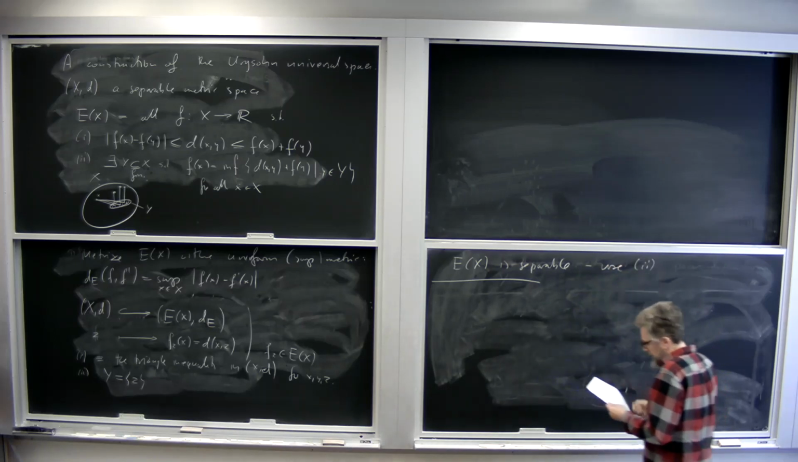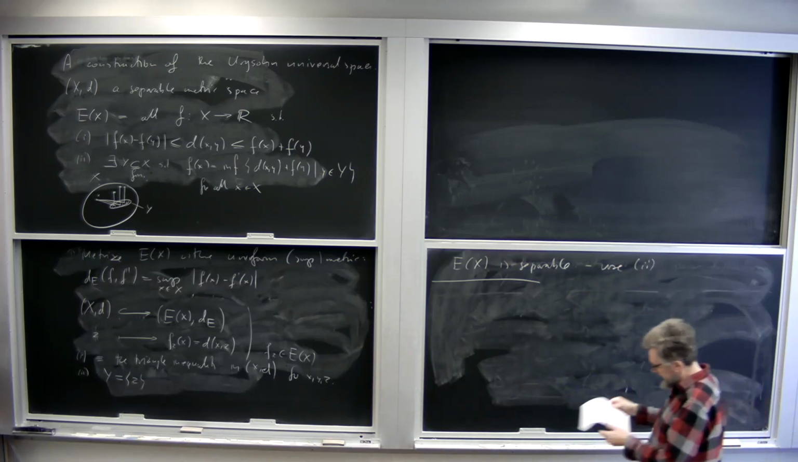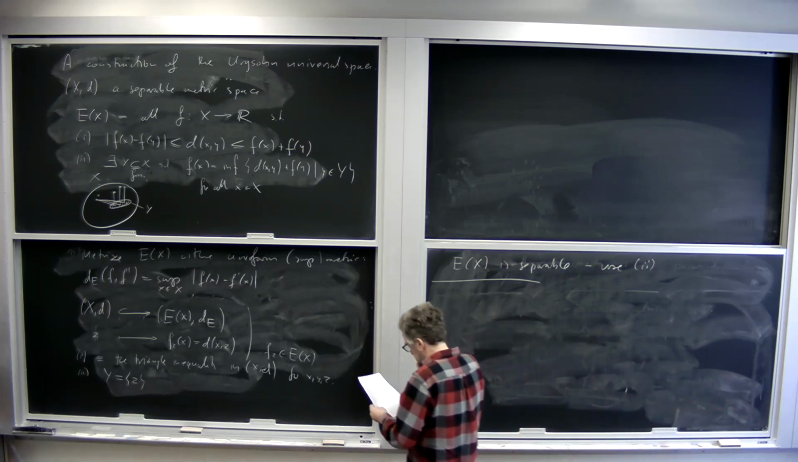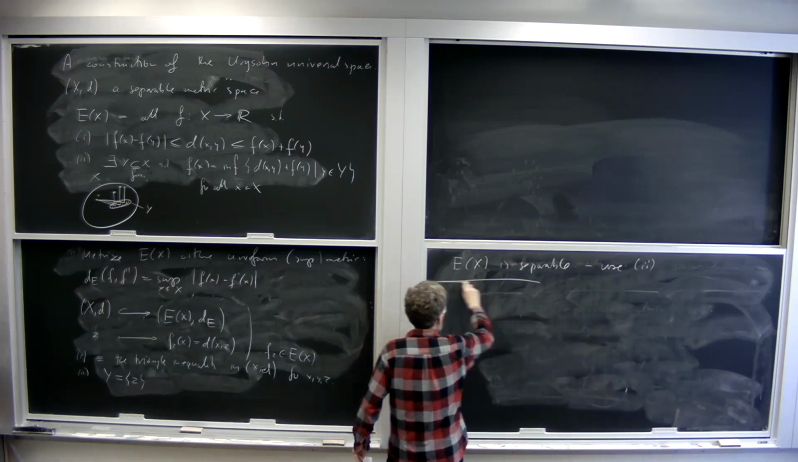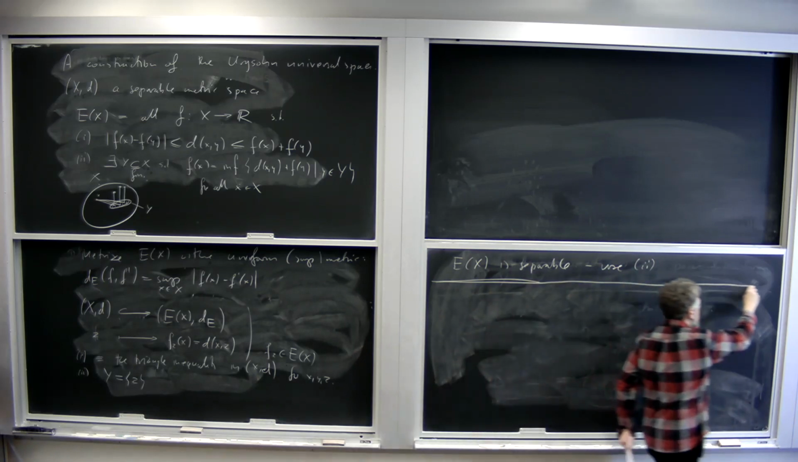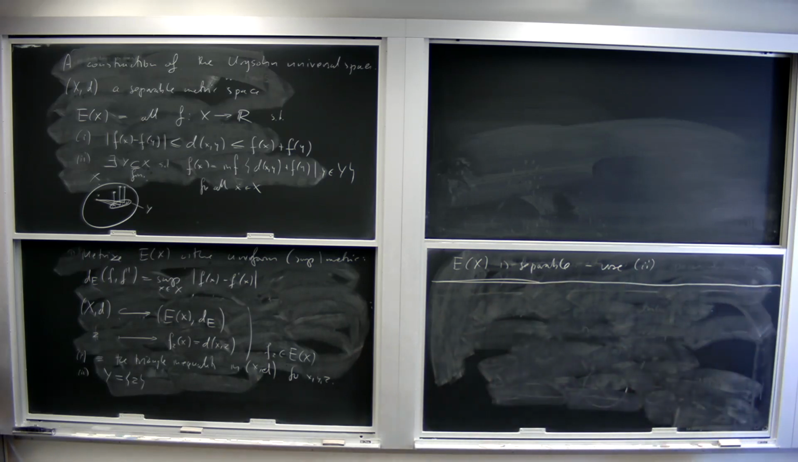All right. So this is used, and then we just keep going. This is a general construction. Given a metric space, I can just apply this E and get a new metric space that contains the one that I started with.